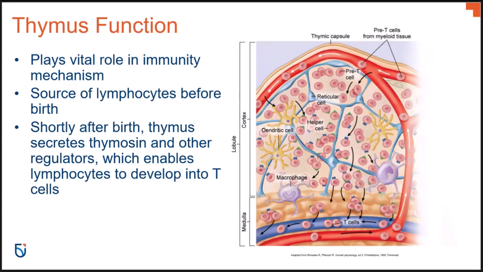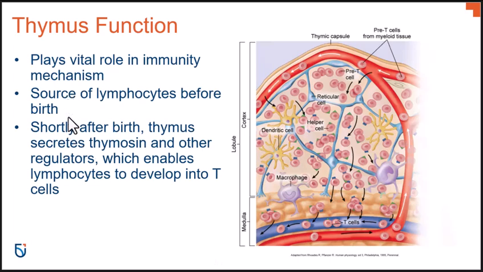One of the body's best kept secrets has been the function of the thymus gland, which was only discovered in the early 1960s. But now it's understood that this small structure plays such a critical role in the body's defense against infection. So it has a vital role as an immune mechanism.